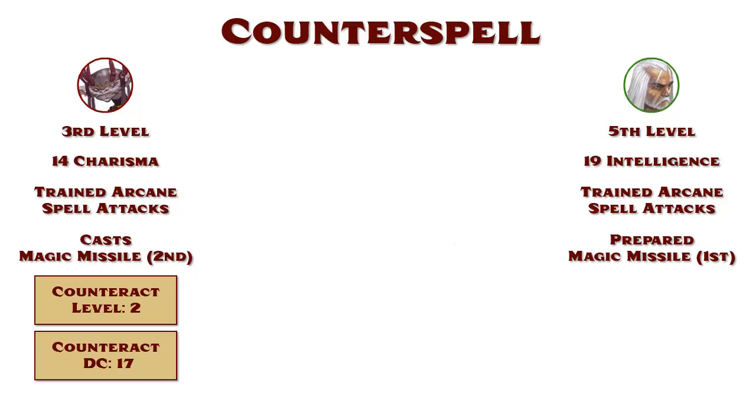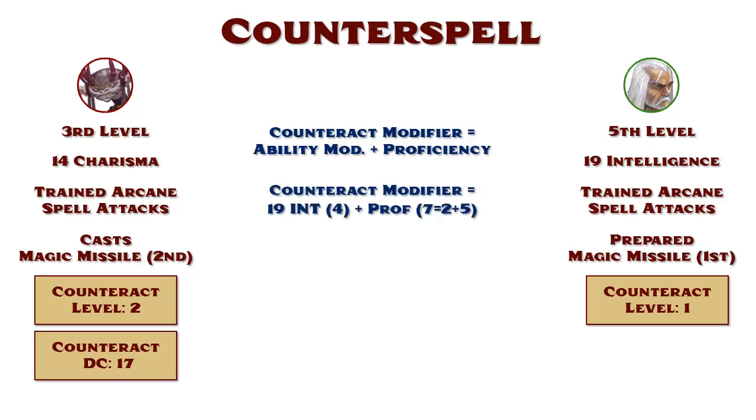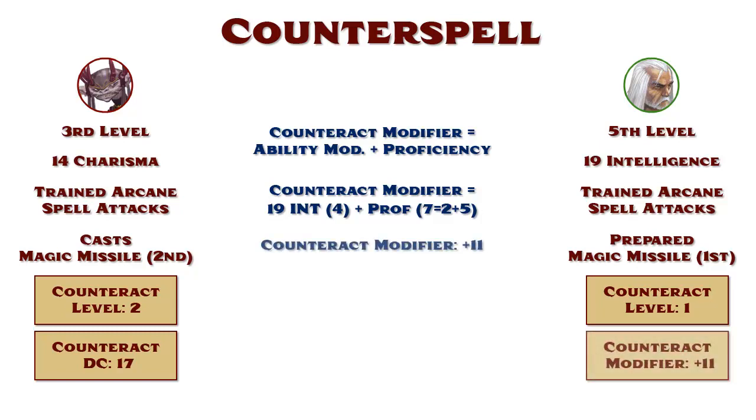Now for Ezrin. He used a 1st level spell slot to cast Magic Missile, so he has a counteract level of 1. His counteract modifier is calculated the same as the spell DC we did for the Hobgoblin, except it doesn't get that flat plus 10. So Ezrin's counteract modifier is his intelligence modifier of plus 4, plus 7 more for his proficiency bonus, which is 2 for being trained, plus his level of 5th. This makes his counteract modifier plus 11.